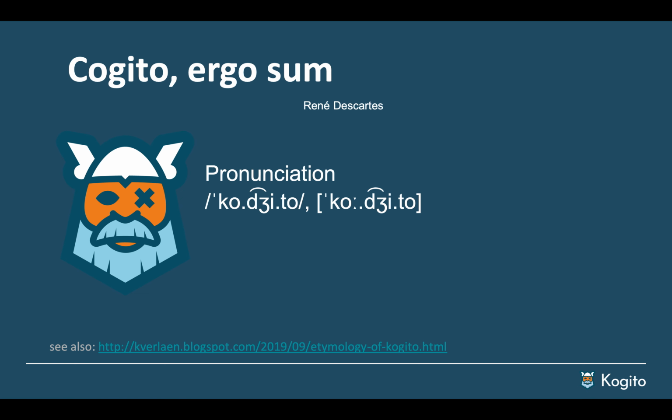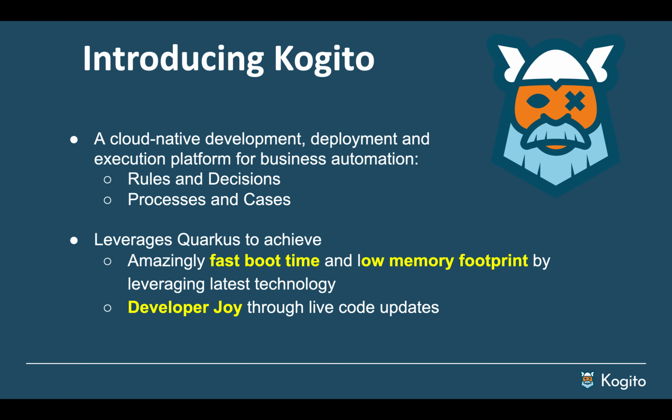Hi, this is a demo on Kogito, the new Red Hat sponsored open source framework for business automation, including rules and decisions, processes and cases. The origin of the word is from the phrase by René Descartes, Cogito ergo sum, meaning I think, therefore I am. The C was replaced with a K as a reference to Kubernetes.